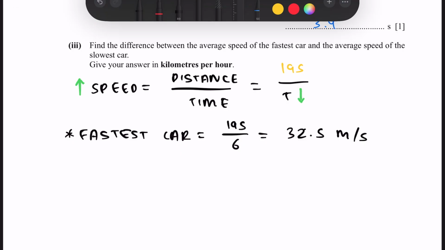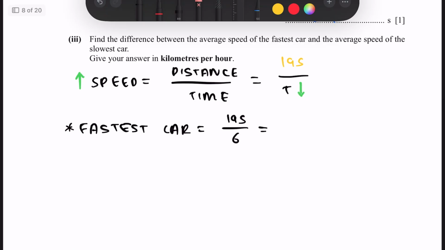And to convert meters per second to kilometers per hour, since that's what the question is asking for, let's first look at this in a different way, this fraction. So 195 divided by 6 is equal to, if drawn above, 65 meters traveled in 2 seconds. Now if we convert seconds to hours, for that we have to multiply by 1 by 3600. So we divide a second by 3600 to convert it to hours.